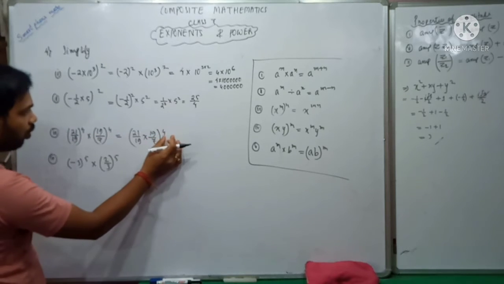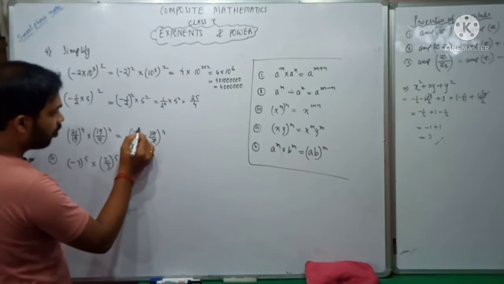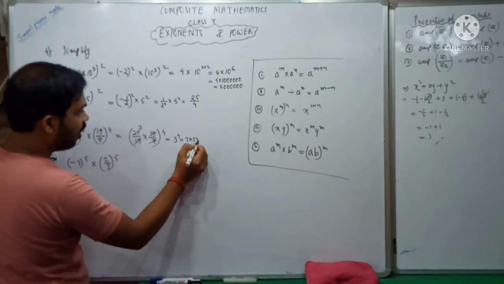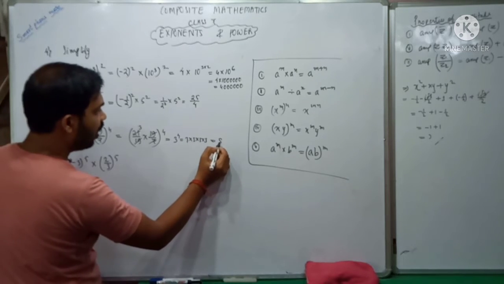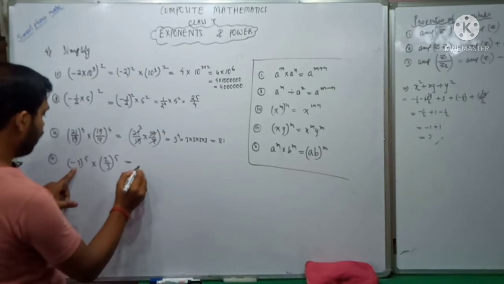Powers are the same, so the whole power became... Okay. Now you can cancel out 19, 19 and 7 3s. So it is 3 power 4, which is equal to 3 into 3 into 3 into 3. So 3 3s are 9, 9 3s are 27, 27 3s are 81. It is the answer. Next you see number 4.